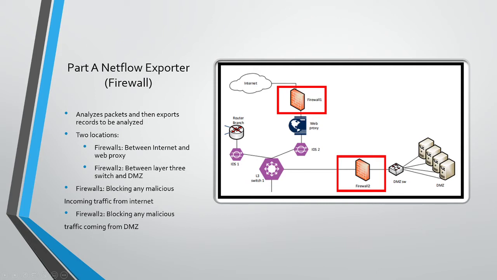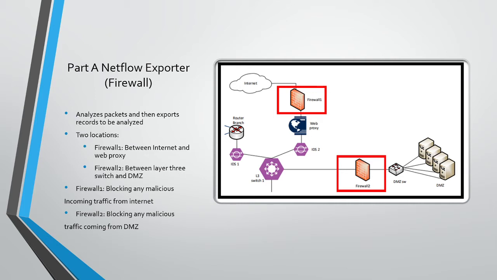The first part we had was in regards to a NetFlow exporter. This could be a firewall, for example, and in the network map there were two that I thought were well placed. What the NetFlow exporter would do is analyze packets and then export records to be analyzed by the security analyst.